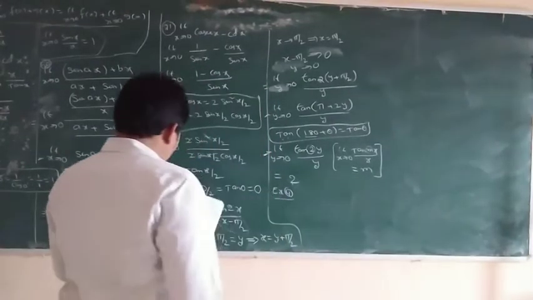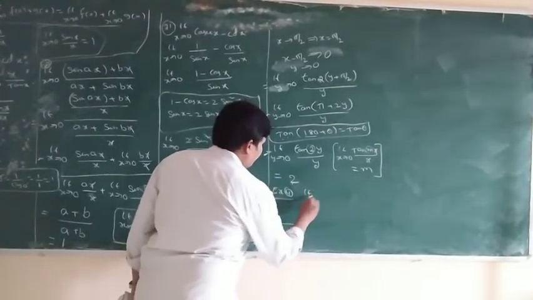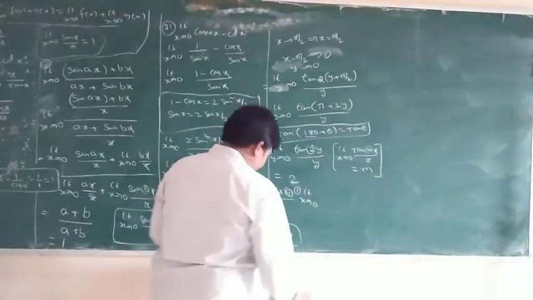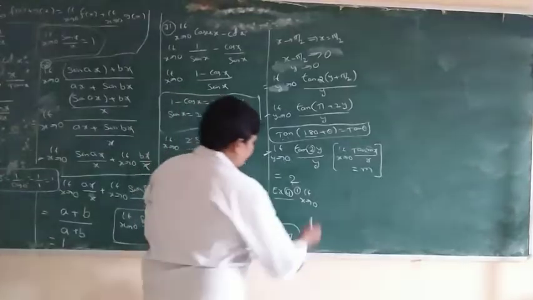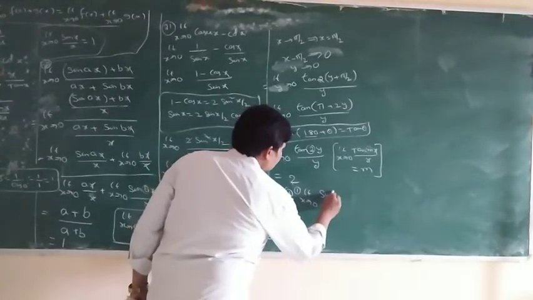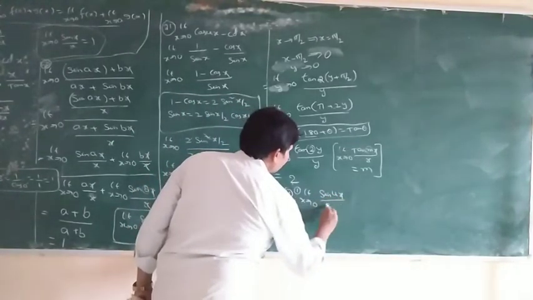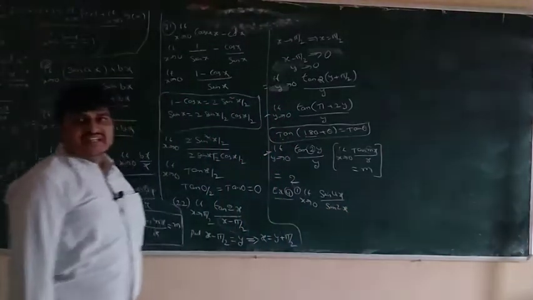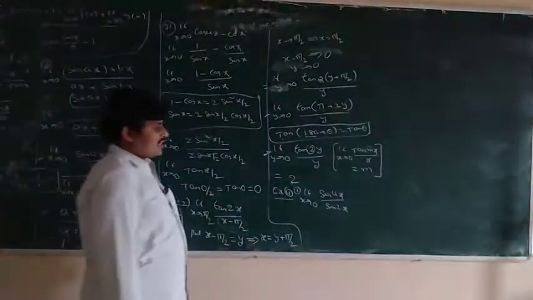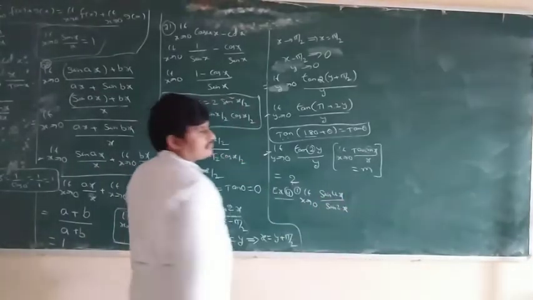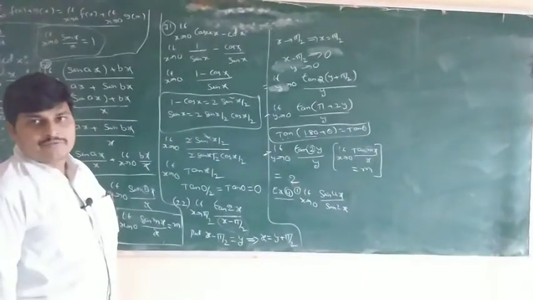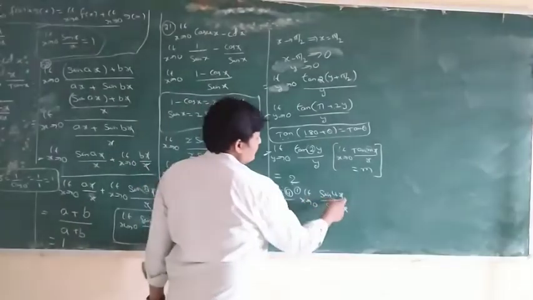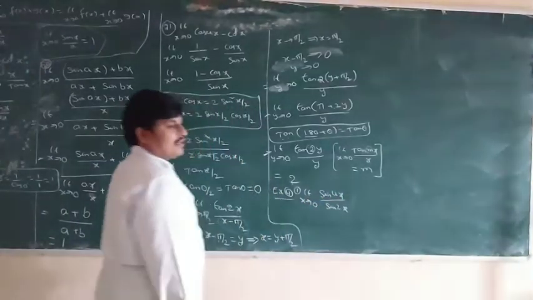In Example 4, first one: limit x tends to 0, sin 4x by sin 2x is a direct answer without any calculation. Direct answer 4 by 2. Answer is 4 by 2, which is equal to 2, because this is sin mx by sin nx, a direct formula.